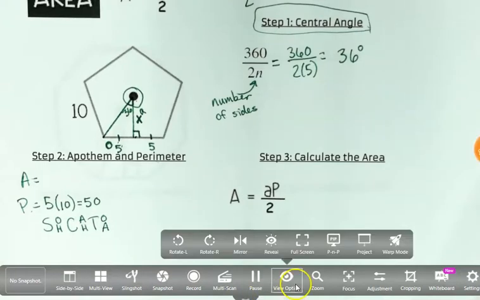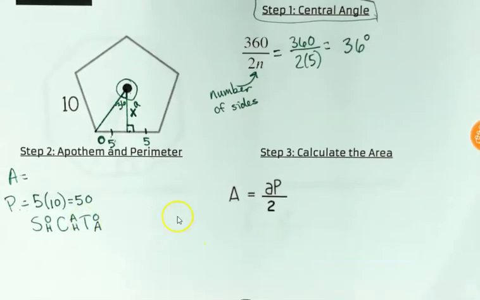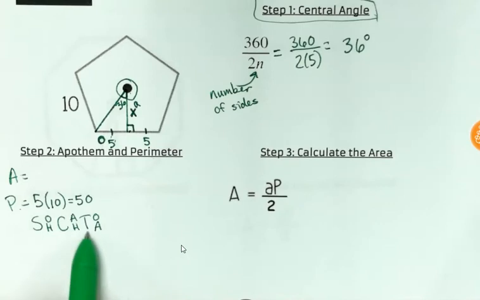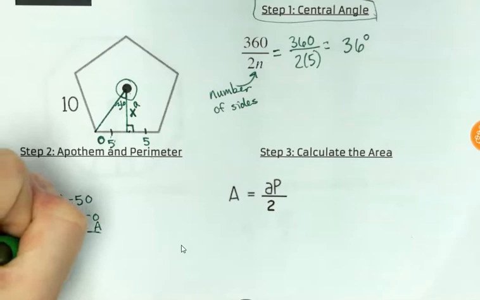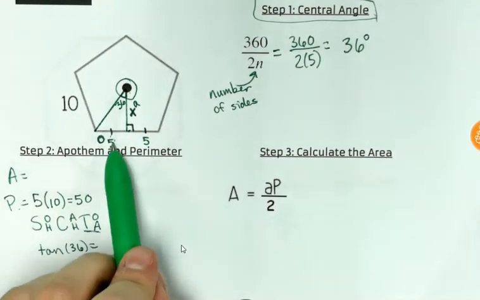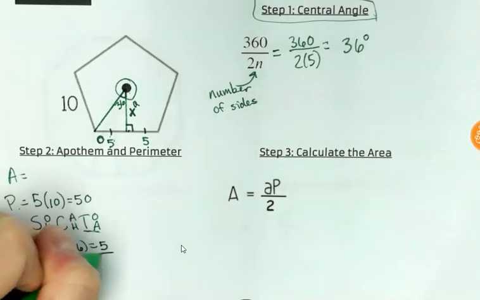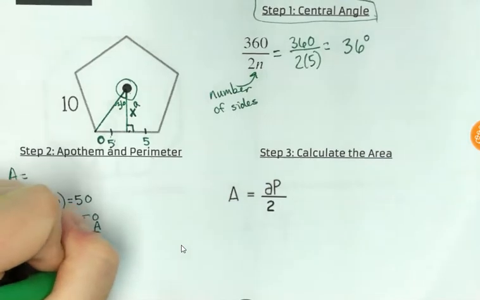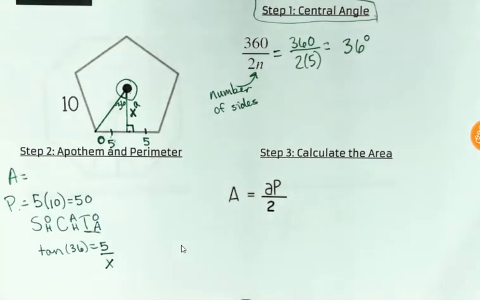I need to get rid of this. There we go. So we've got to figure out which one of these are we using. We have the opposite and we have the adjacent, and we're looking for the adjacent. So we're going to use tangent this time. So tangent of our angle, which is 36, is going to equal to the opposite 5, excuse me, over the adjacent side, which is x.